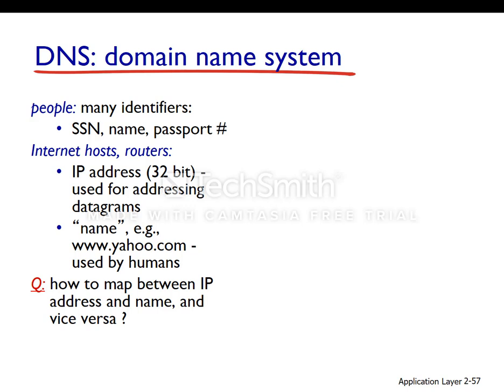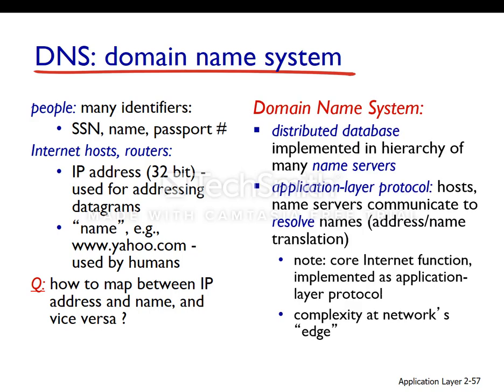Internet hosts would have an IP address that can either be 32 bits in the context of an IP version 4 address or 128 bits in the context of an IP version 6 address. These IP addresses are used for addressing datagrams. Names, like www.yahoo.com, are used by humans. So the question is, how do we map between IP addresses and names and vice versa? So going from IP address to name or from name to IP address. So the way we do that on the internet is using DNS, the domain name system.